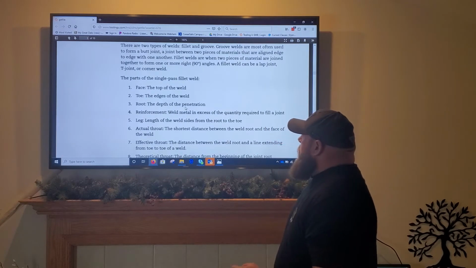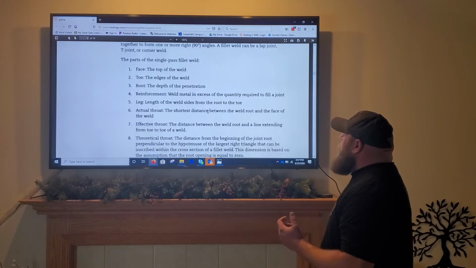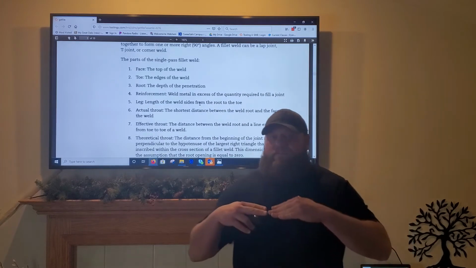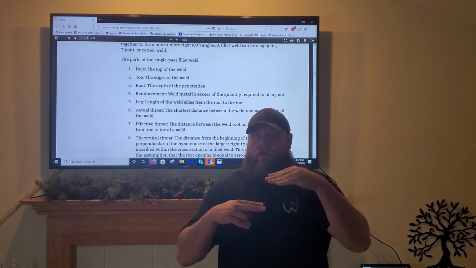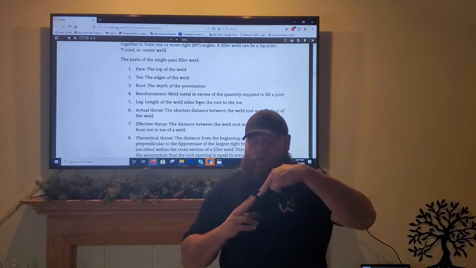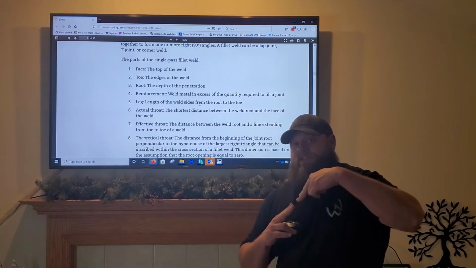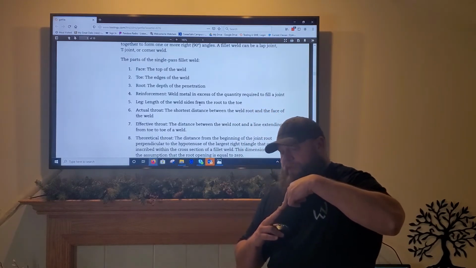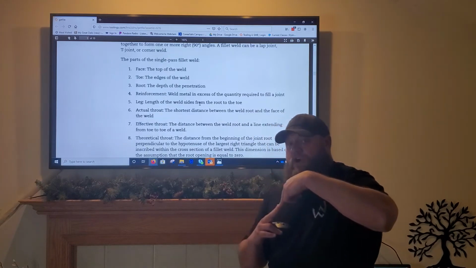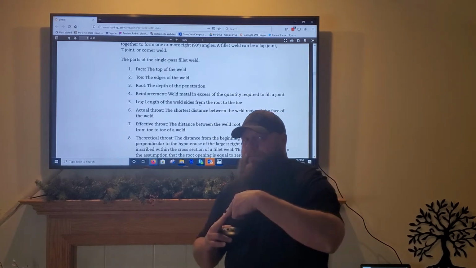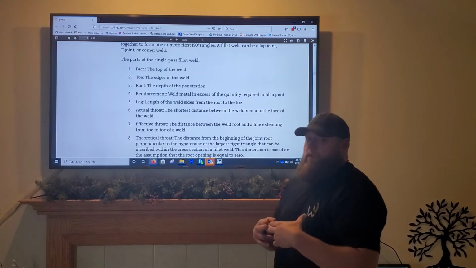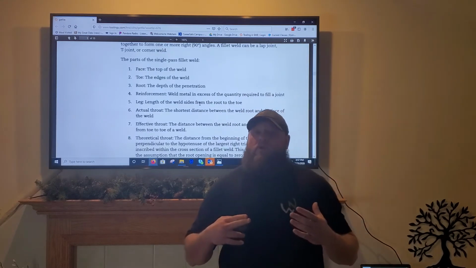Reinforcement: weld metal in excess of the quantity required to fill a joint. So anything above flush in that joint. Or we'll go over a T-joint. The two axes are two points in the straight line. Anything beyond that straight line from toe to toe is reinforcement. But we are all familiar with reinforcement being anything above flush in a groove weld scenario.